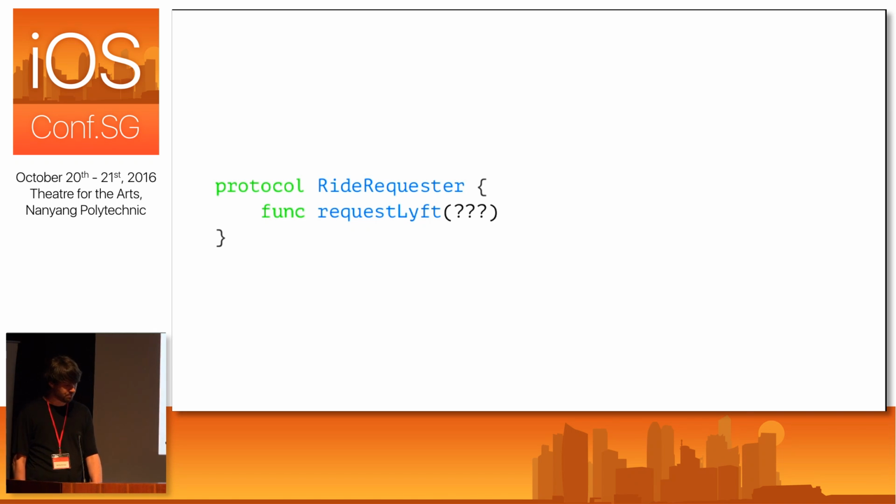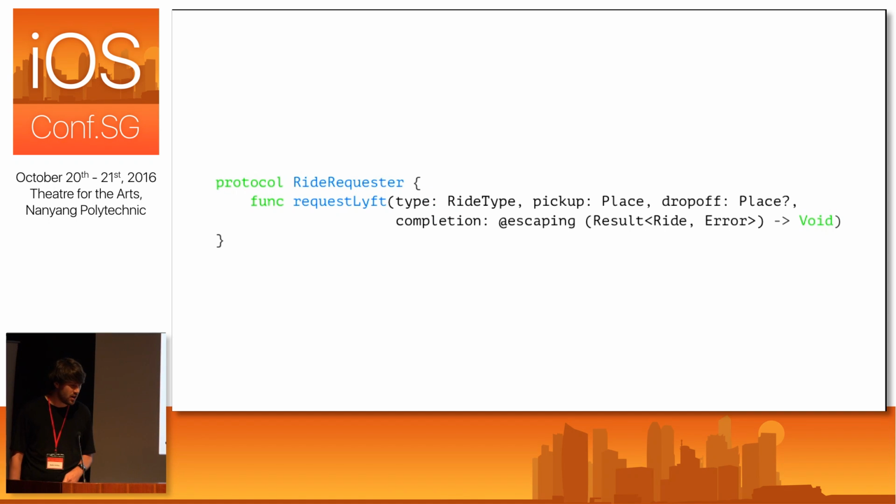But with this new interface, obviously we haven't filled in this function. We need to think about what it means to request a Lyft. For our example at least, we'll define a function like this where, what it means to request a Lyft is that you've chosen a ride type, maybe you have a pickup place and an optional drop-off place depending on whether or not that's required. And then you have this completion closure that either gives you a ride or an error depending on what happens.